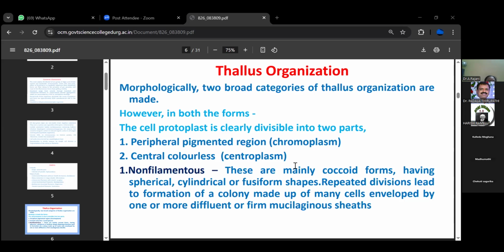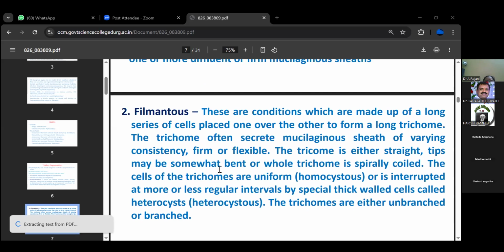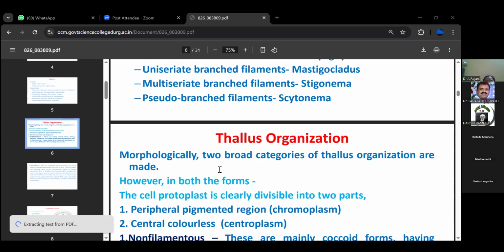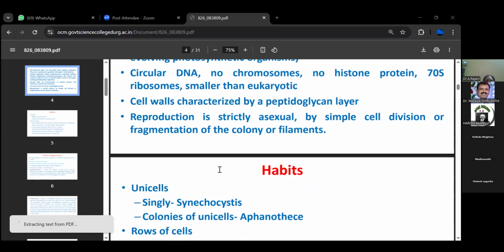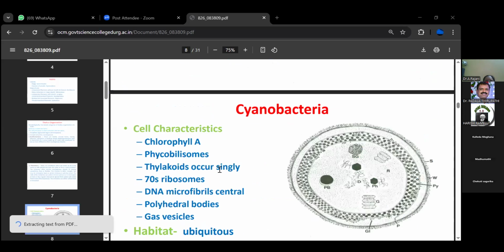to branched heterotrichous form. Here, morphologically, broad organisms. However, peripheral pigments and a central colorless region are also present in the thallus. In this thallus organization, unicellular form means, one second.